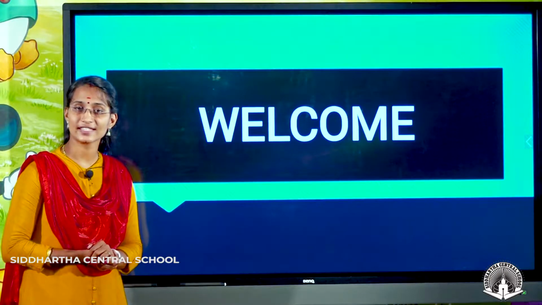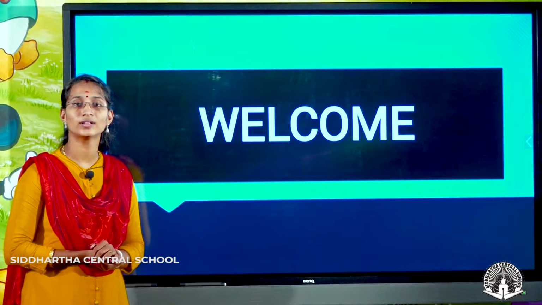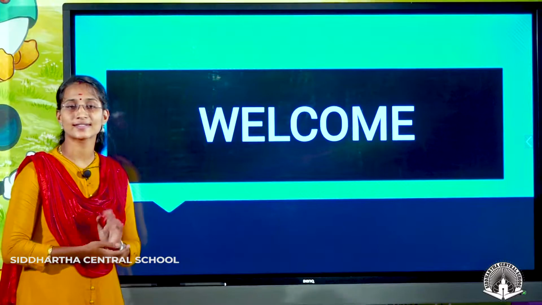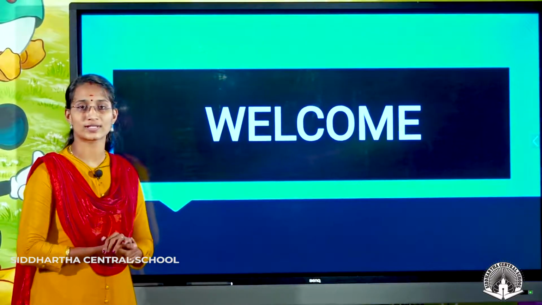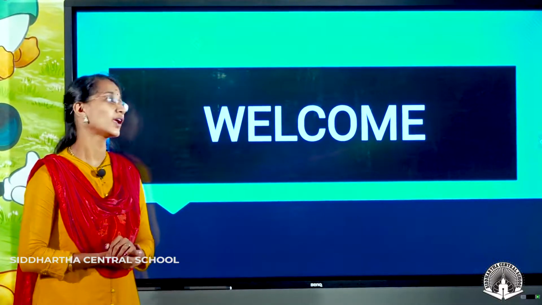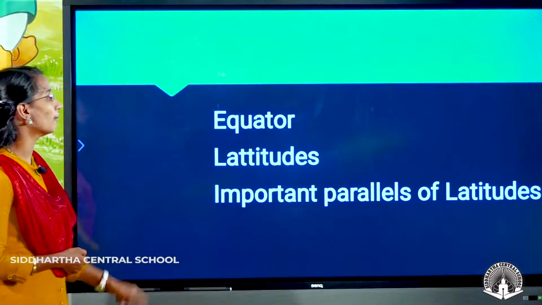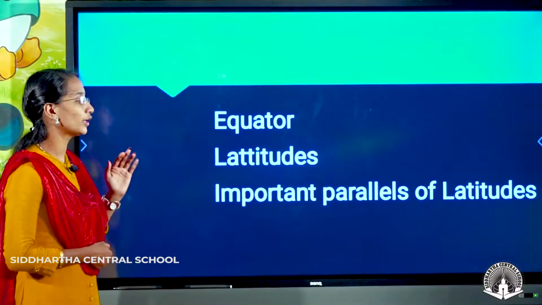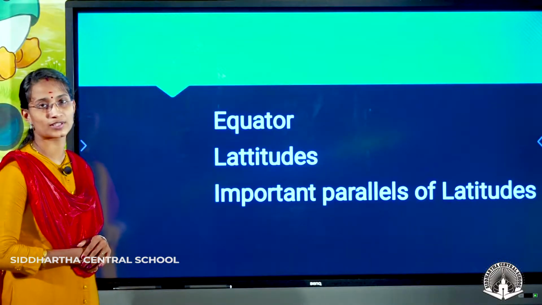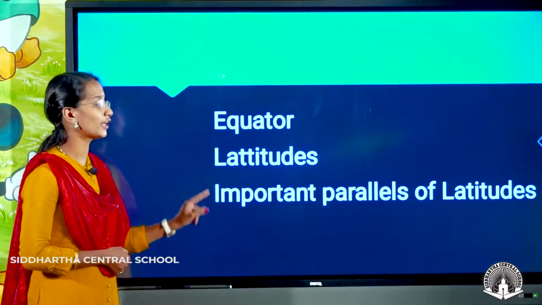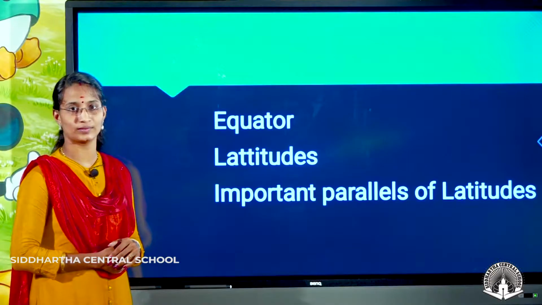In the last class we studied about the globe and different types of globe, the axis and the two poles, the South Pole and North Pole. So today we are going to discuss the equator, latitudes and important parallels of latitude. So which are they? Equator, latitude and important parallels of latitude.